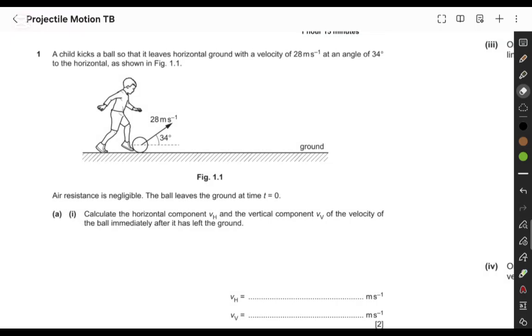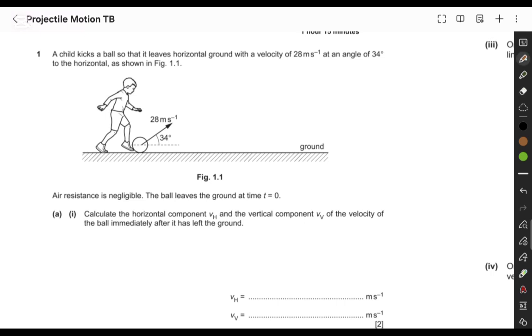A child kicks a ball so that it leaves the horizontal ground with the velocity of 28 meters per second at an angle of 34 degrees to the horizontal as shown in figure 1.1. Air resistance is negligible. The ball leaves the ground at time t equals 0. Calculate the horizontal component and vertical component of the velocity of the ball immediately after it has left the ground.